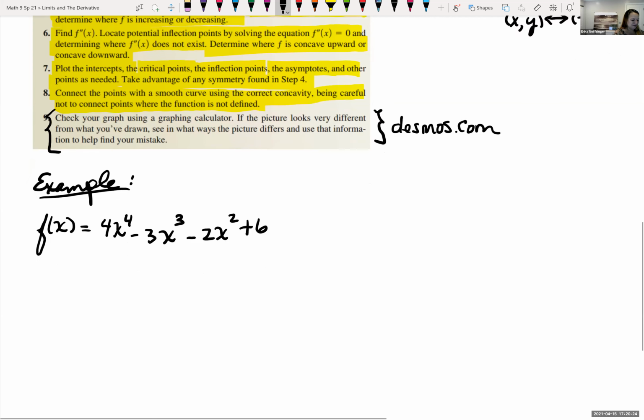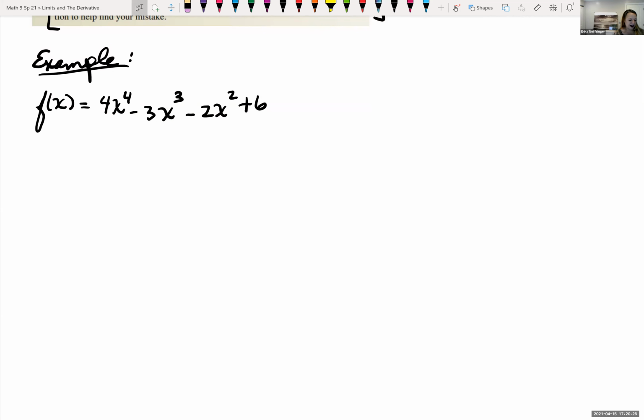So let's graph this. We want to figure out where it is increasing and decreasing. The domain in this case, because it is a polynomial, is all real numbers, so we don't have to worry about excluding any values. We can write that as negative infinity to infinity. We want to take the derivative and find our critical numbers. So f prime of x.